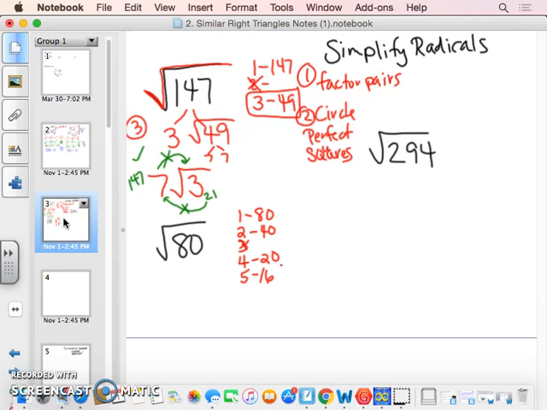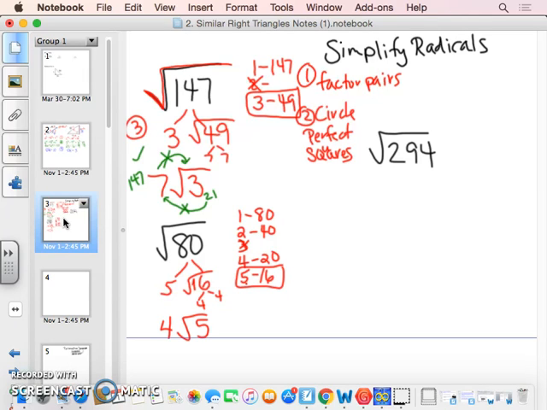5 goes in 16 times. That's a bigger perfect square. That one I can deal with. Okay. Plus I know that 5 is a prime number. So that's step 2, circle my perfect square. Step 3 is I'm going to make my factor tree. So it's 5 and 16. 16 is the one that's the perfect square. It's 4 times 4. So I'm going to pull out a 4, and I'm going to leave 5 behind.